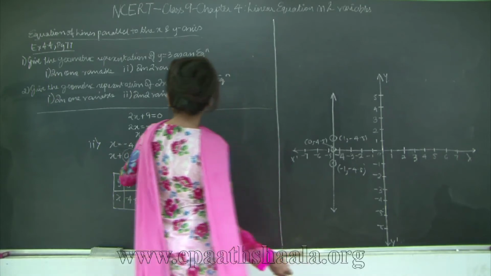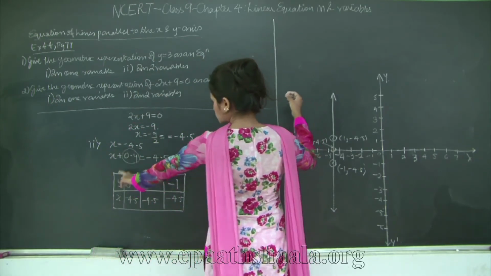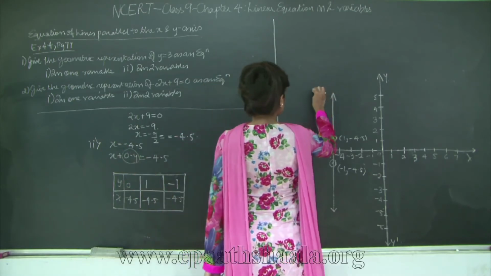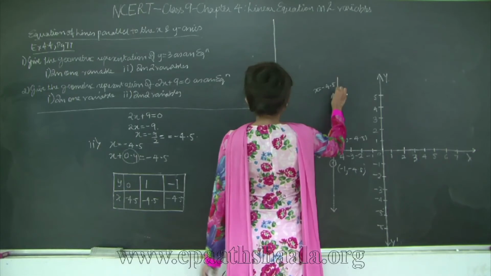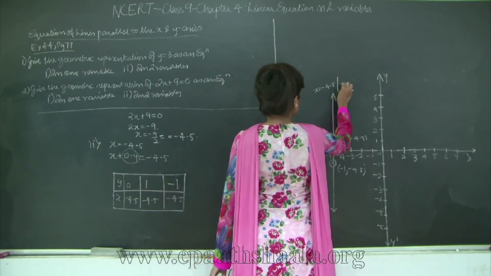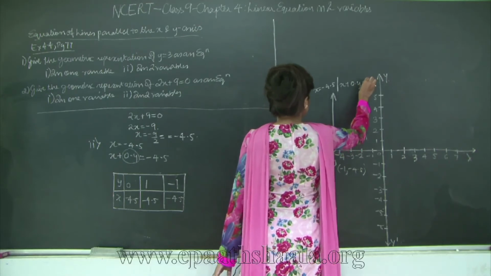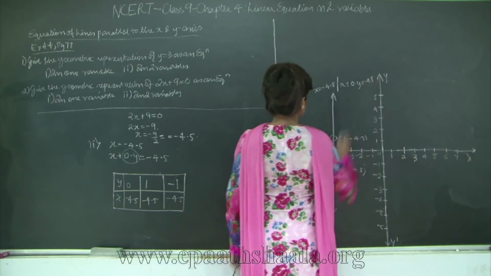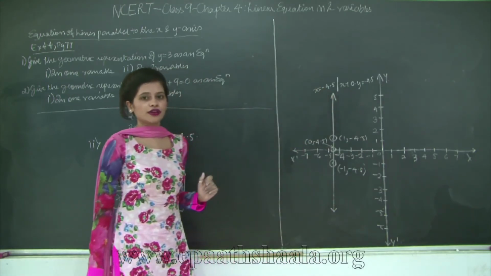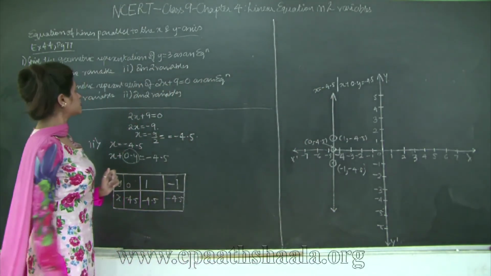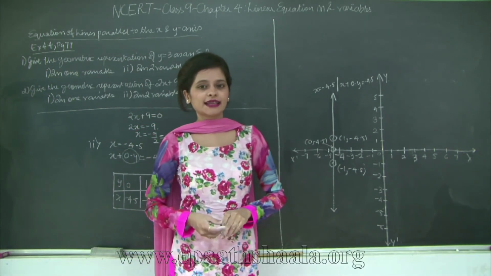And let us mark our equation also. So my equation is what? x is equal to minus 4.5, or x plus 0 into y is equal to minus 4.5. So this is the equation representing my line in two variables, linear equation in two variables. So pretty small exercise, it's completed. We'll take a look at the summary in the next class.